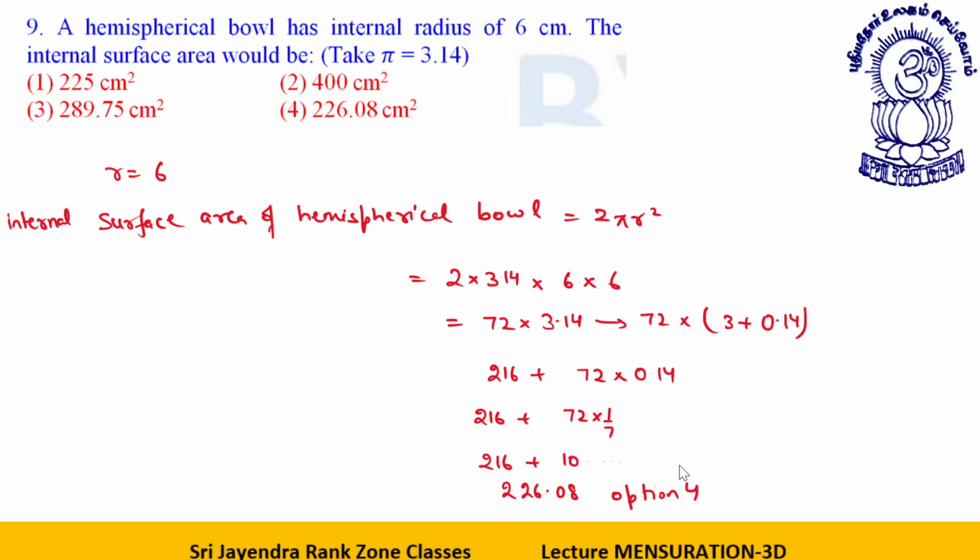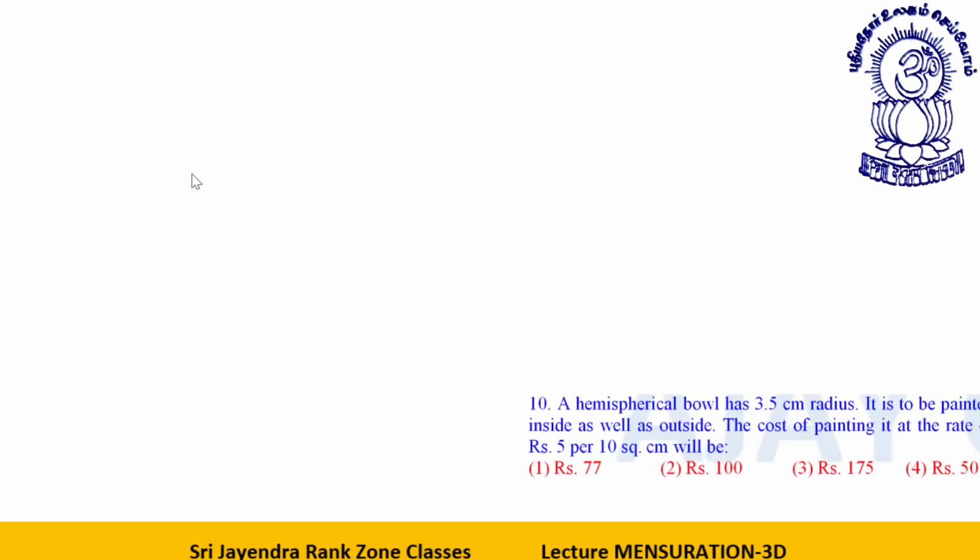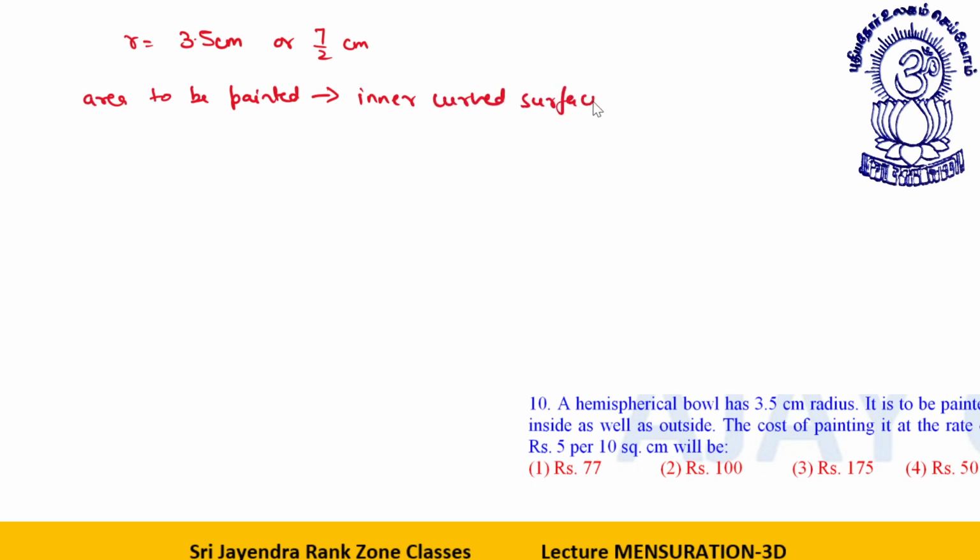Let's take the next one. A hemispherical bowl has 3.5 centimeter radius. Radius is what? 3.5 centimeter or 7 by 2 centimeter. It is to be painted inside as well as outside. The cost of painting it at the rate of rupees 5 per 10 square centimeter will be? See, area to be painted is what? Inner curved surface plus exterior curved surface.